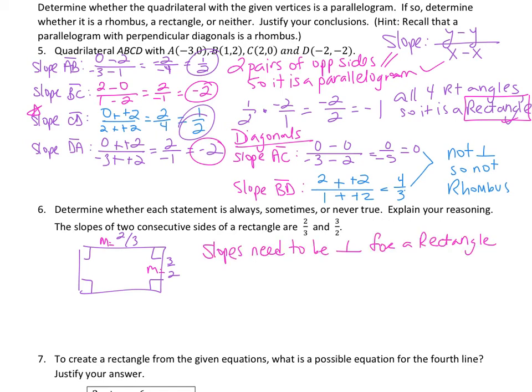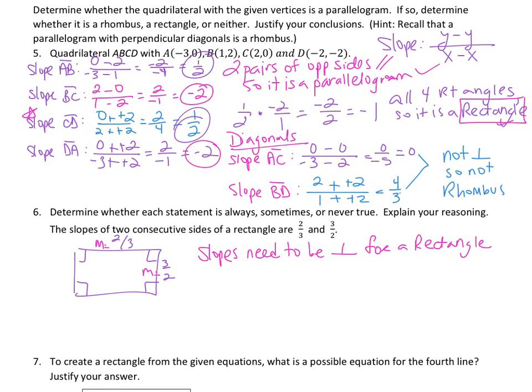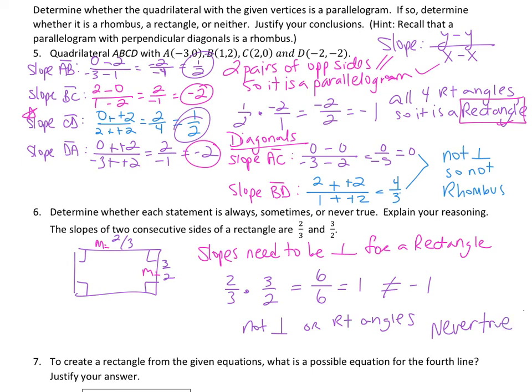And we can check this by multiplying them together. So if we take the 2/3 times the 3/2 and see if they equal -1, in this case, it equals 1, not -1. So they're not right angles. So if it's not going to be a rectangle, this would be never true for our final answer.